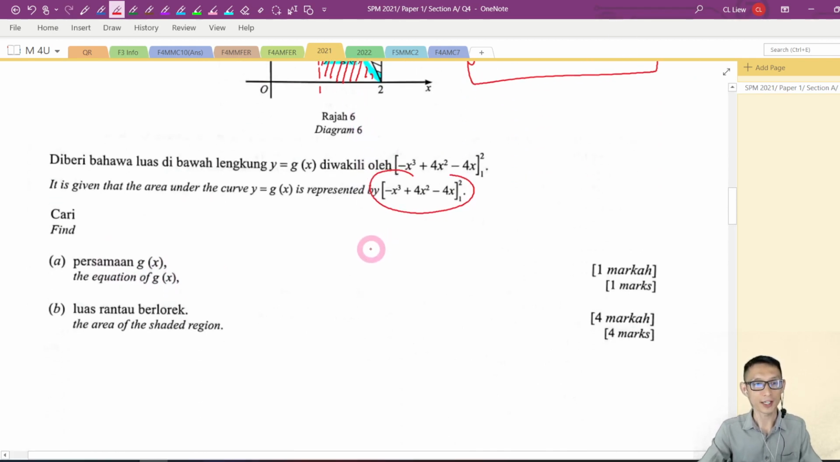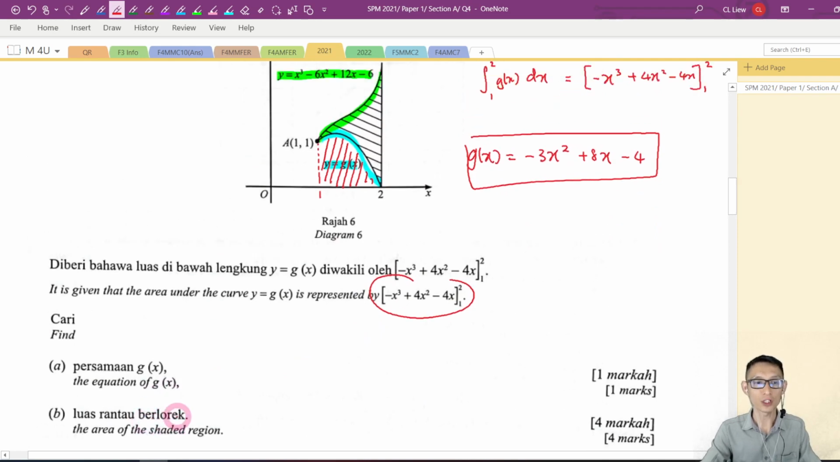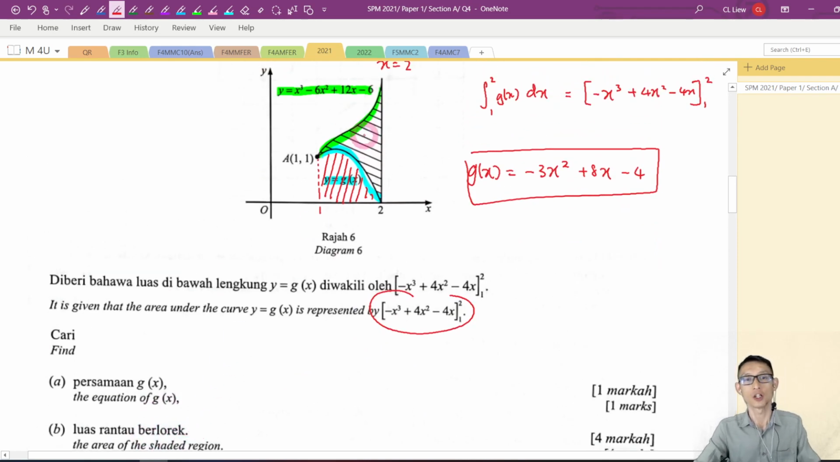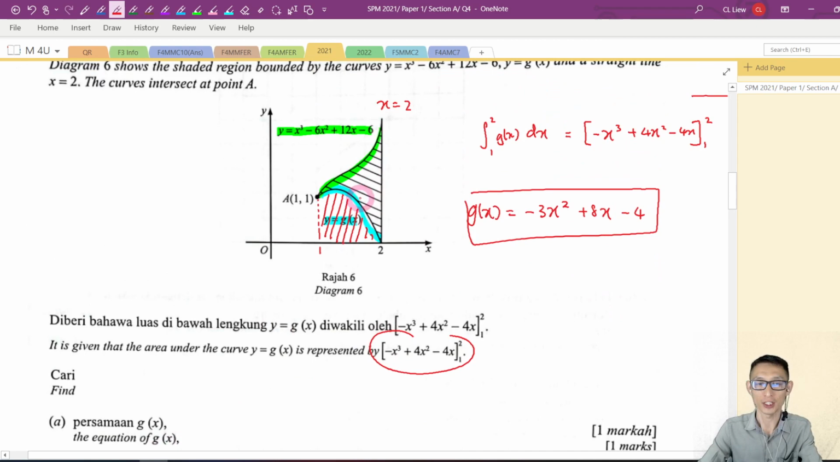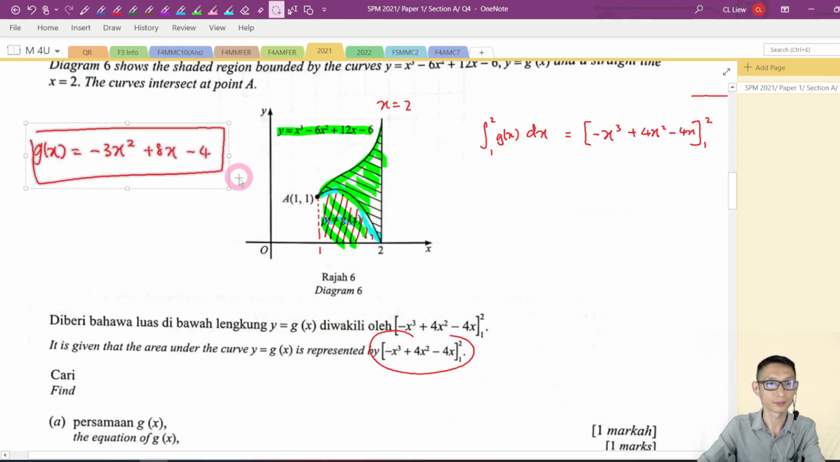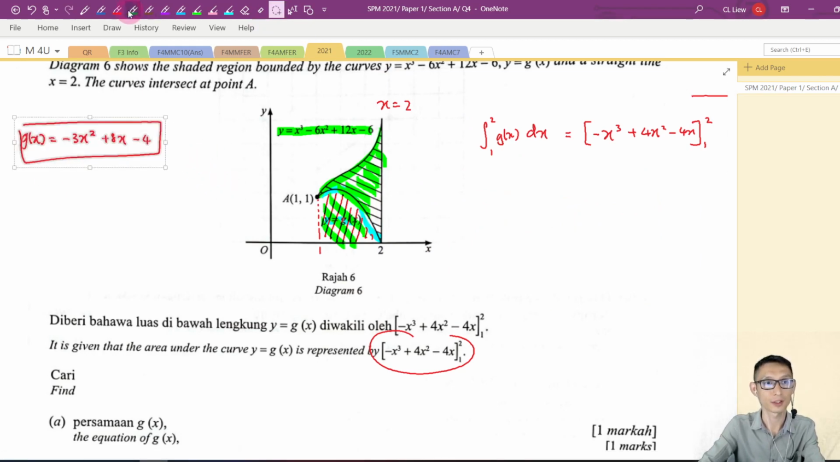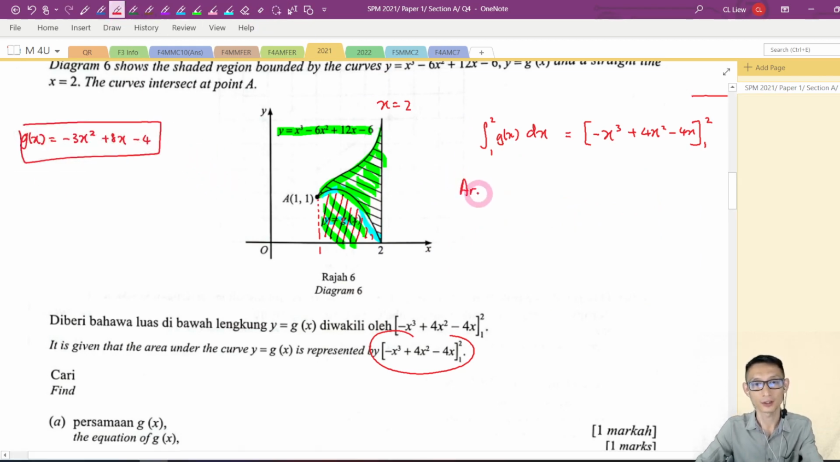Now let's go to the second part. We want to find the area of the shaded region. Okay, so how do we get the area of the shaded region here? We can find the area of the region here minus the area under the curve g of x, right? Now, area of the shaded region.